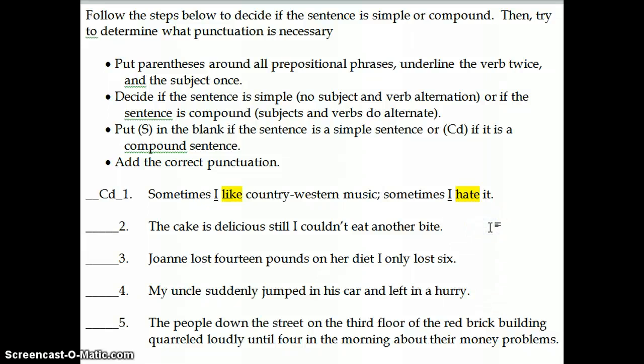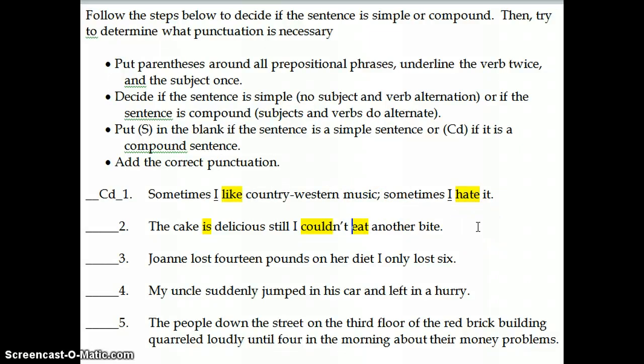The cake is delicious. Still, I couldn't eat another bite. So we'll start by identifying any prepositional phrases, and in this case, we don't have any. Next, we're going to look for verbs. Here we have is. I'm going to highlight that. That's a verb. And could eat is also a verb, the helping verb could and the main verb eat.